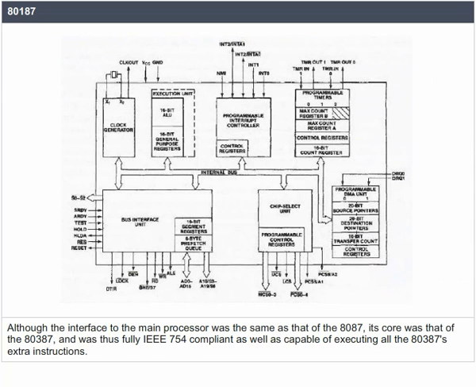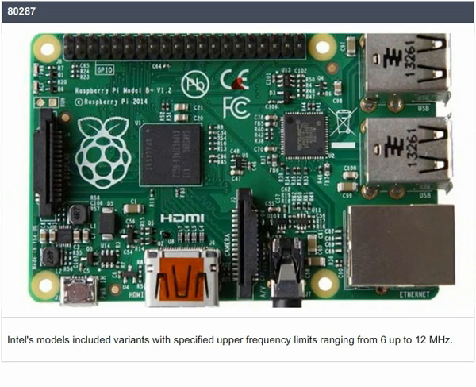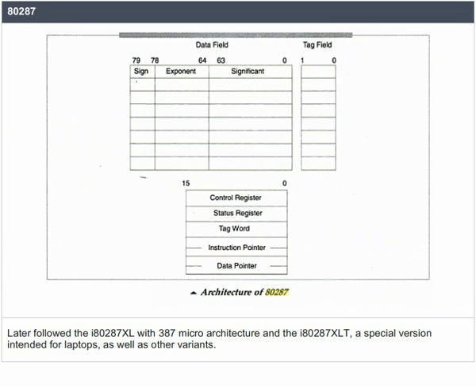80287. The 80287, or i287, was a math coprocessor for the Intel 80286 series of microprocessors. Intel's models included variants with specified upper frequency limits ranging from 6 up to 12 MHz. Later followed the i80287XL with 387 microarchitecture and the i80287XLT, a special version intended for laptops, as well as other variants.